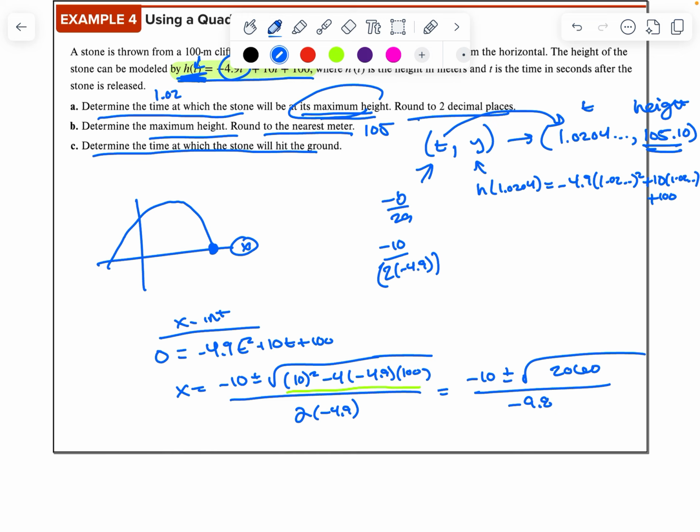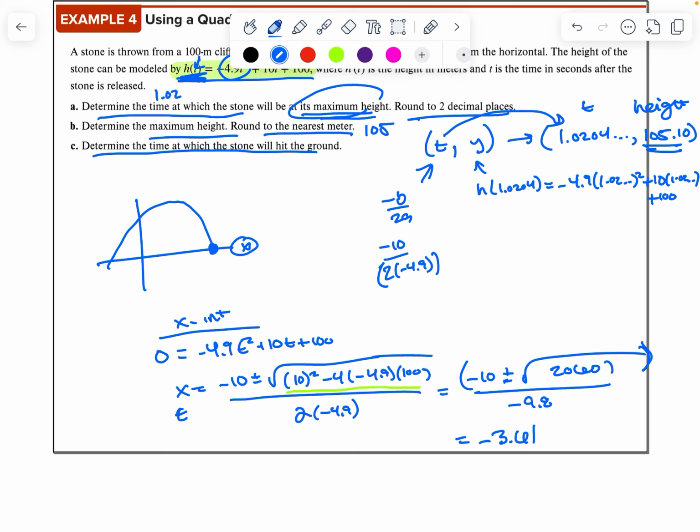So negative 10 plus the square root of 2060. I need to put the entire numerator in parentheses, divided by negative 9.8. When I type in my calculator, I'm putting the whole top in parentheses. And I get negative 3.61. Remember, we're solving for x, which is the same as t. That's a time. Does time equals negative 3.61 make sense? Time equals negative 3 seconds. No, that doesn't really make sense.